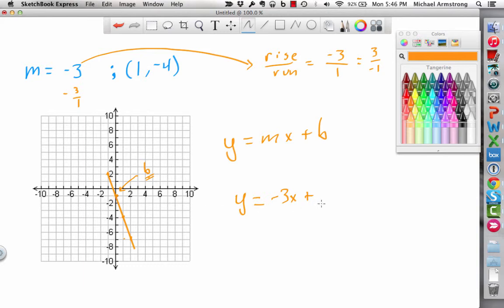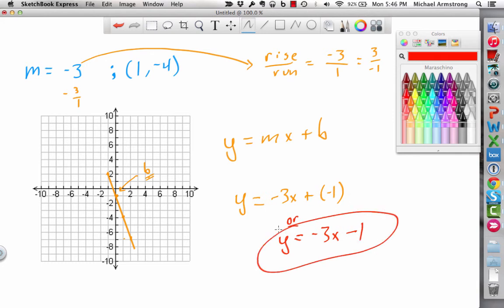It's at -1. So it's plus a -1, or we can rewrite that, or y is equal to -3x minus 1. Plus a -1 is the same as minus 1. That's a better way to write it.